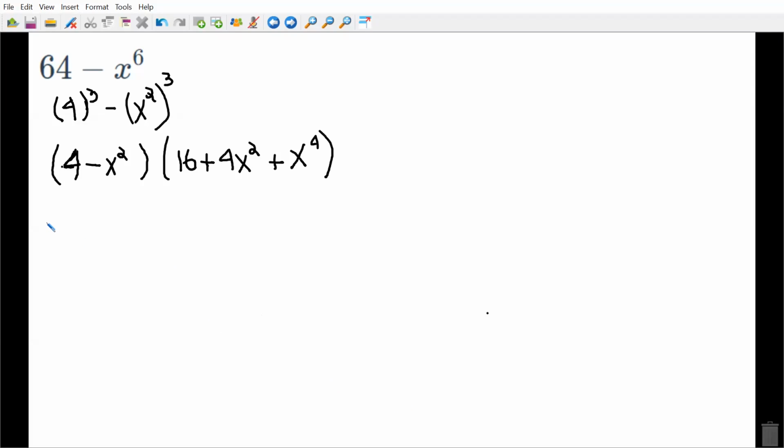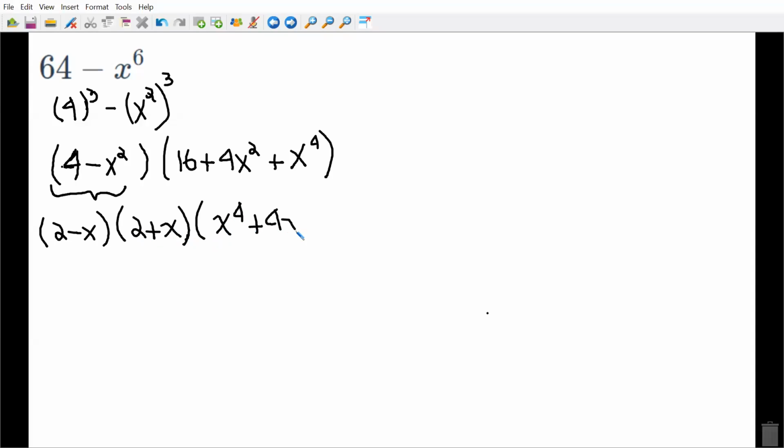Teacher, how should I continue here, my friend? Factoring 4 minus x squared, that is 2 minus x, and open another parenthesis, 2 plus x. And then the same. Okay, and I'm going to organize this: x to the fourth plus 4x squared plus 16. Now, teacher, I have a question.